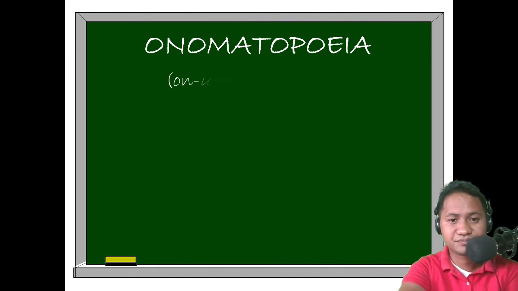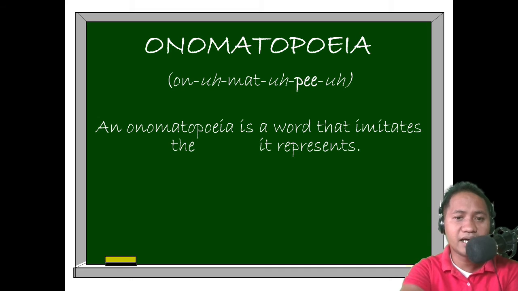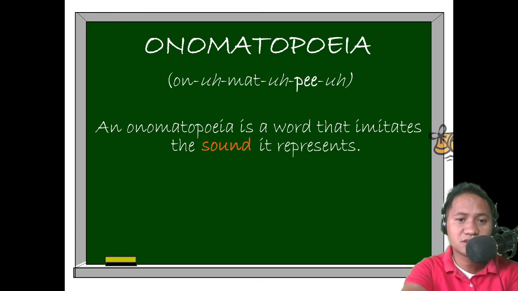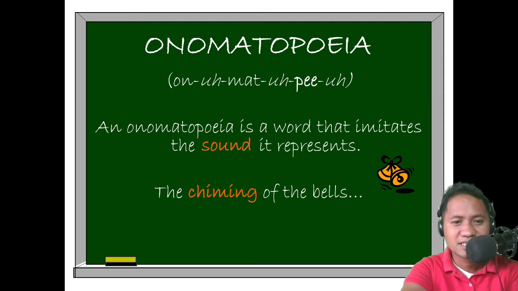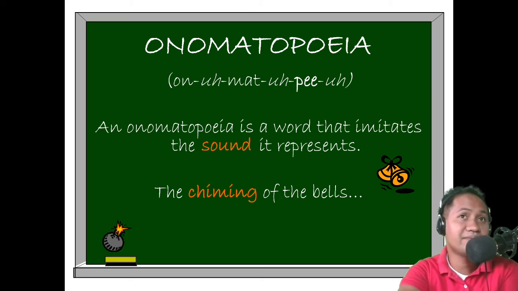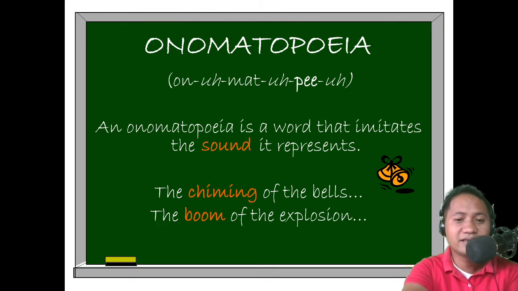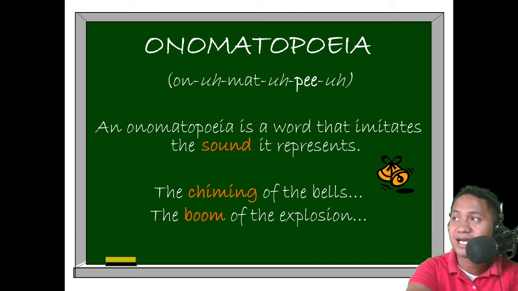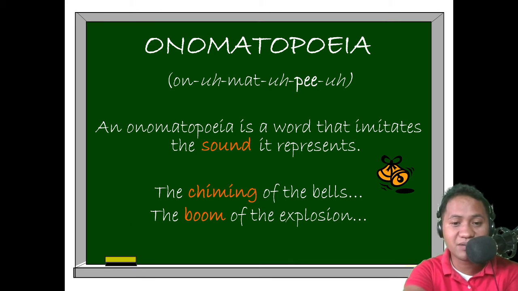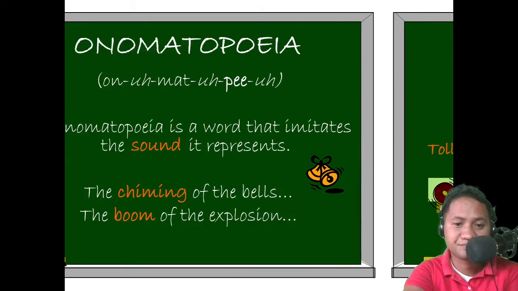Onomatopoeia. An onomatopoeia is a word that imitates the sound it represents. Example, the chiming of the bell. Nagchima ng bell nato. The crinkling of the phone. Mao na ato ang example. The boom of the explosion. Ang tingog sa explosion sa bomb is explosion man.